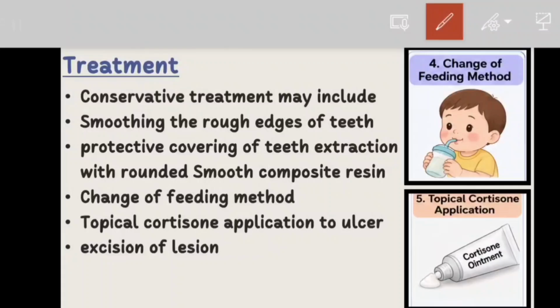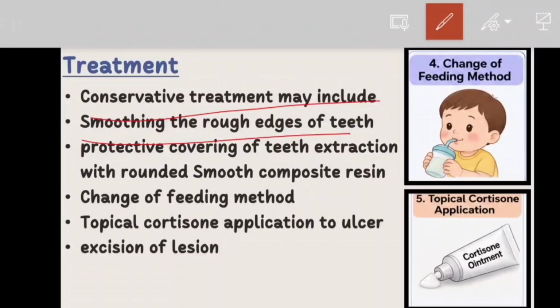Now comes the final and very important part, that is the treatment. The main idea is simple, that is remove or reduce the trauma. Okay. So it includes several conservative treatments. First one is smoothing the rough edges of the teeth. If the tooth has a rough or sharp edge that repeatedly injures the tissue, we can smooth the rough edge.